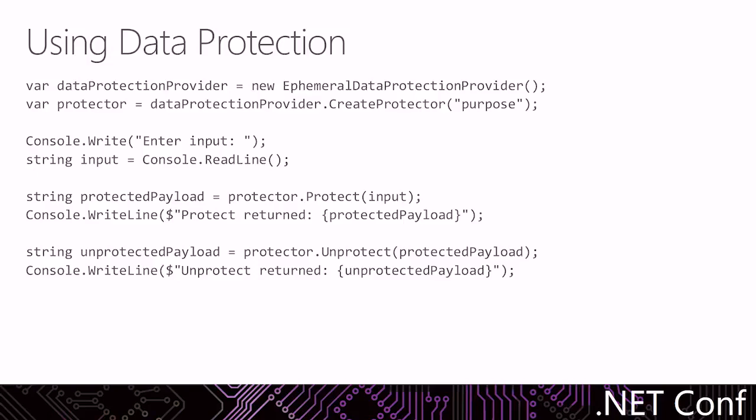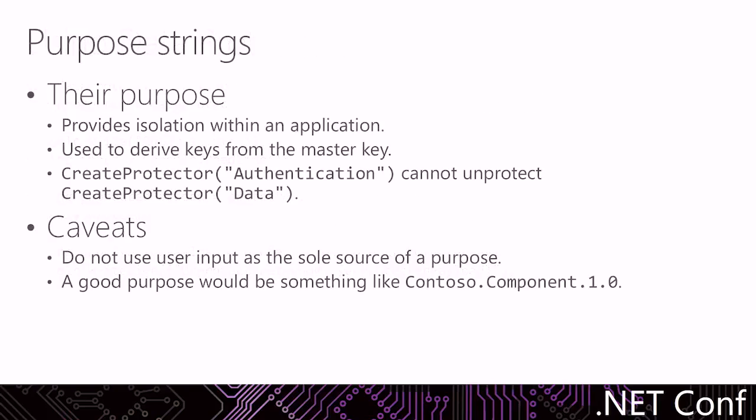An example using the ephemeral data protection provider, the one that gets thrown away. Nice and simple. I'm going to create a protector with a purpose. It's not very exciting. So purpose strings, they are, as I've said, a way to isolate individual elements within an application. So they are used to sort of derive keys from the master key. So we can create a protector for authentication. It can't be used to unprotect data that has been used with a different data protector. And it gets a little bit more complicated than that.